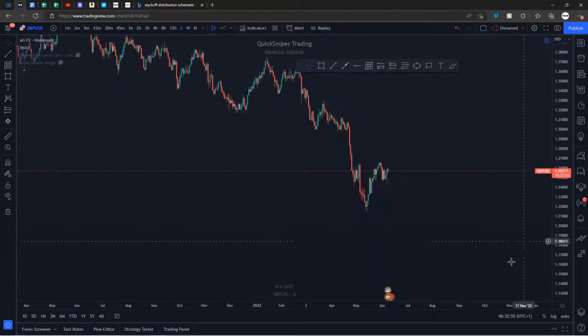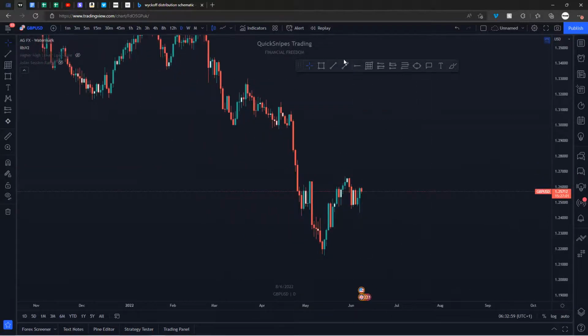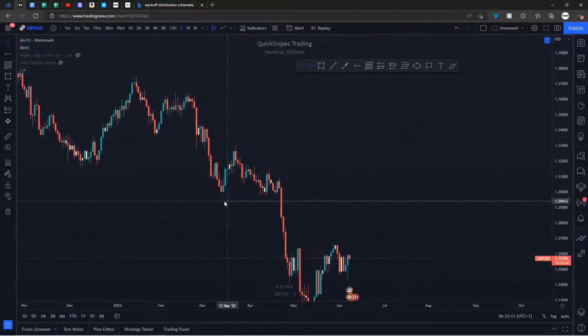Now what we can see is quite clear that price is going to be heading up to this area over the next few weeks. Should we break this high, I don't see any reason for price to stop until it gets to this area.